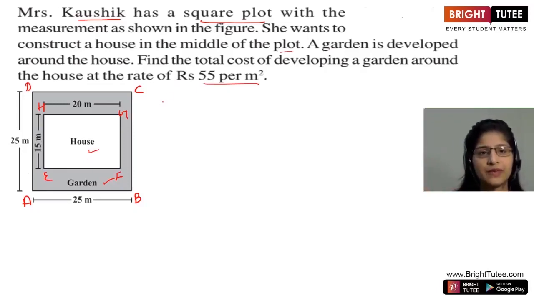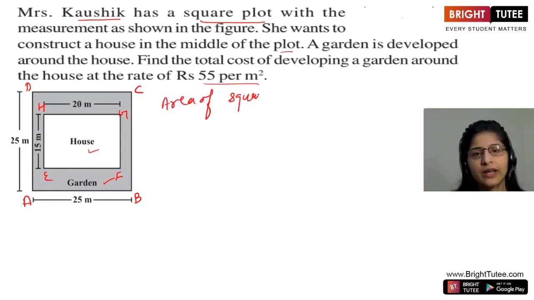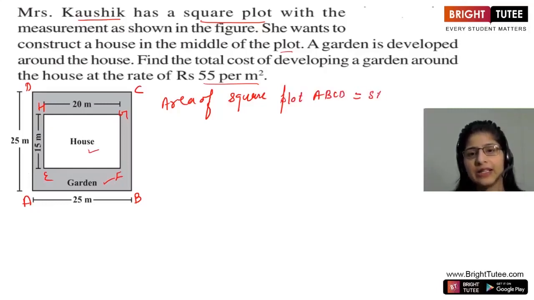So what we will find? We will find the area of square plot ABCD. It is side into side. What is the side given to us? It is given to us as 25. 25 meter into 25 meter. How much will it be? 25 and 25 is 625 square meter.